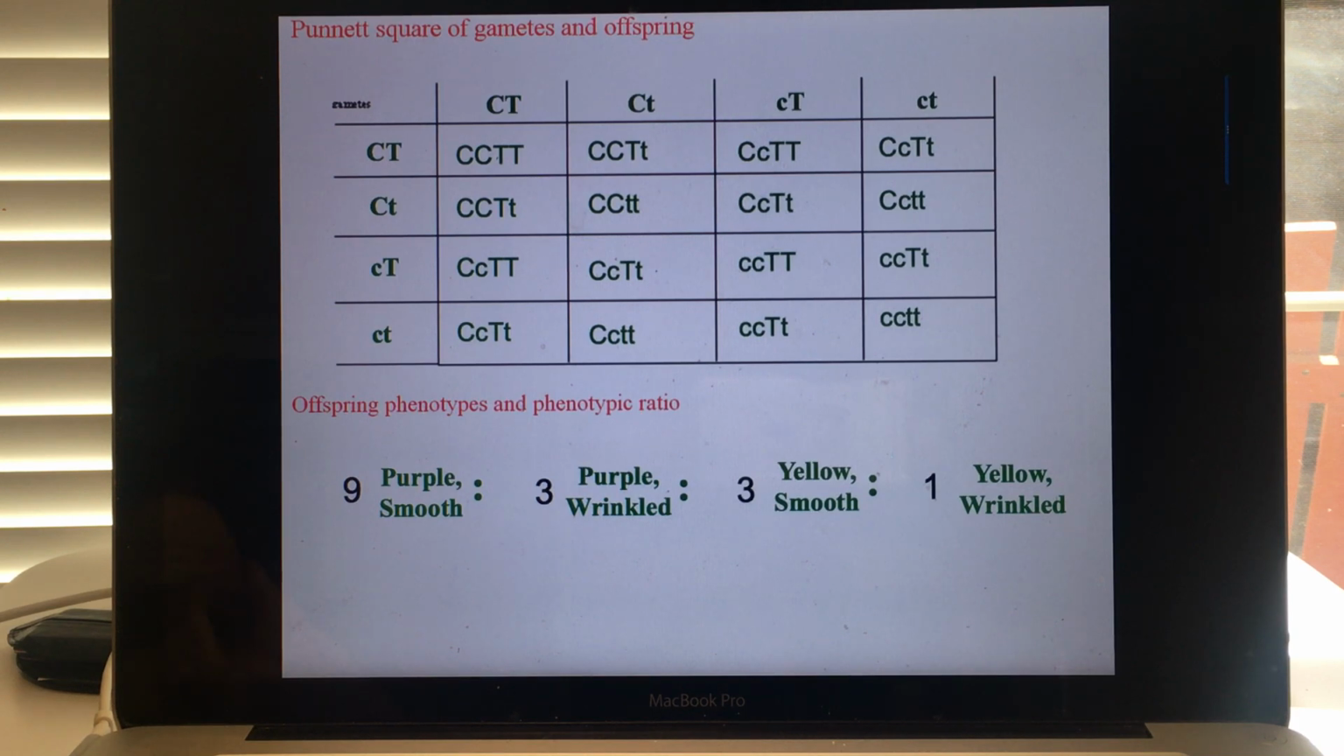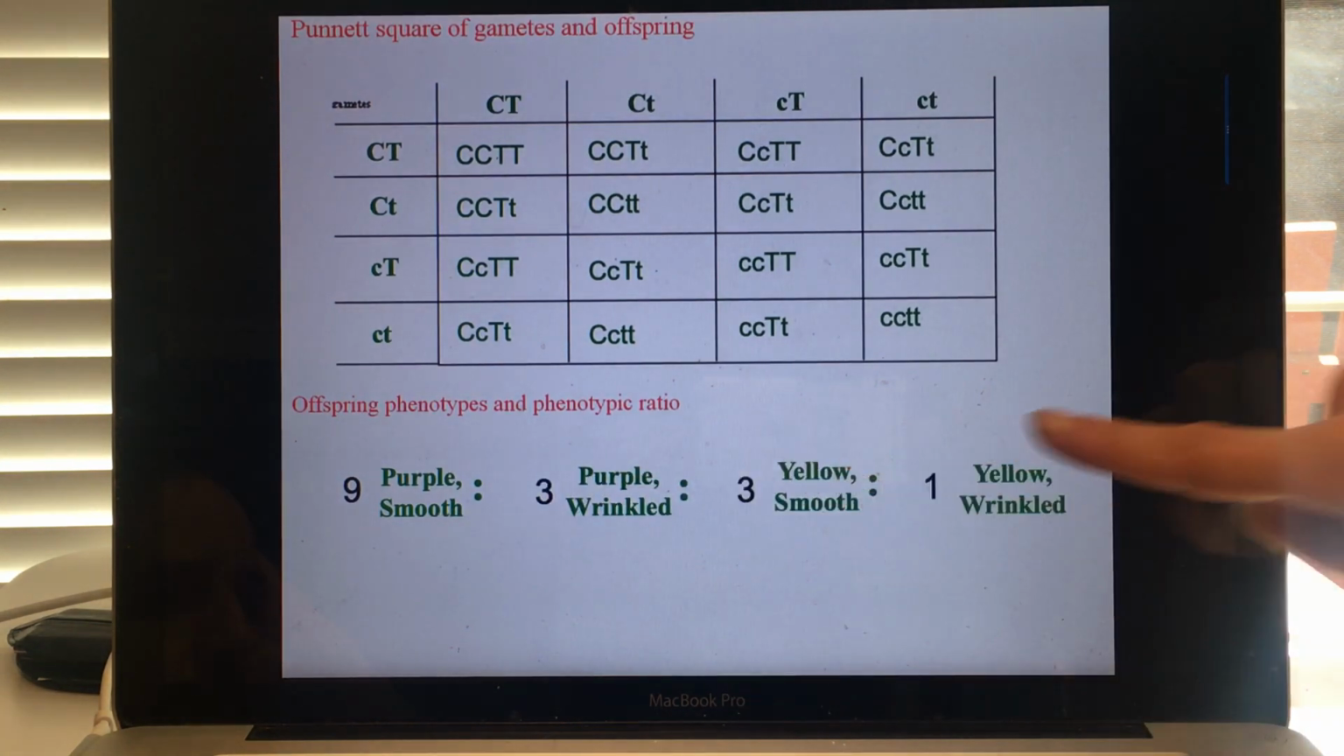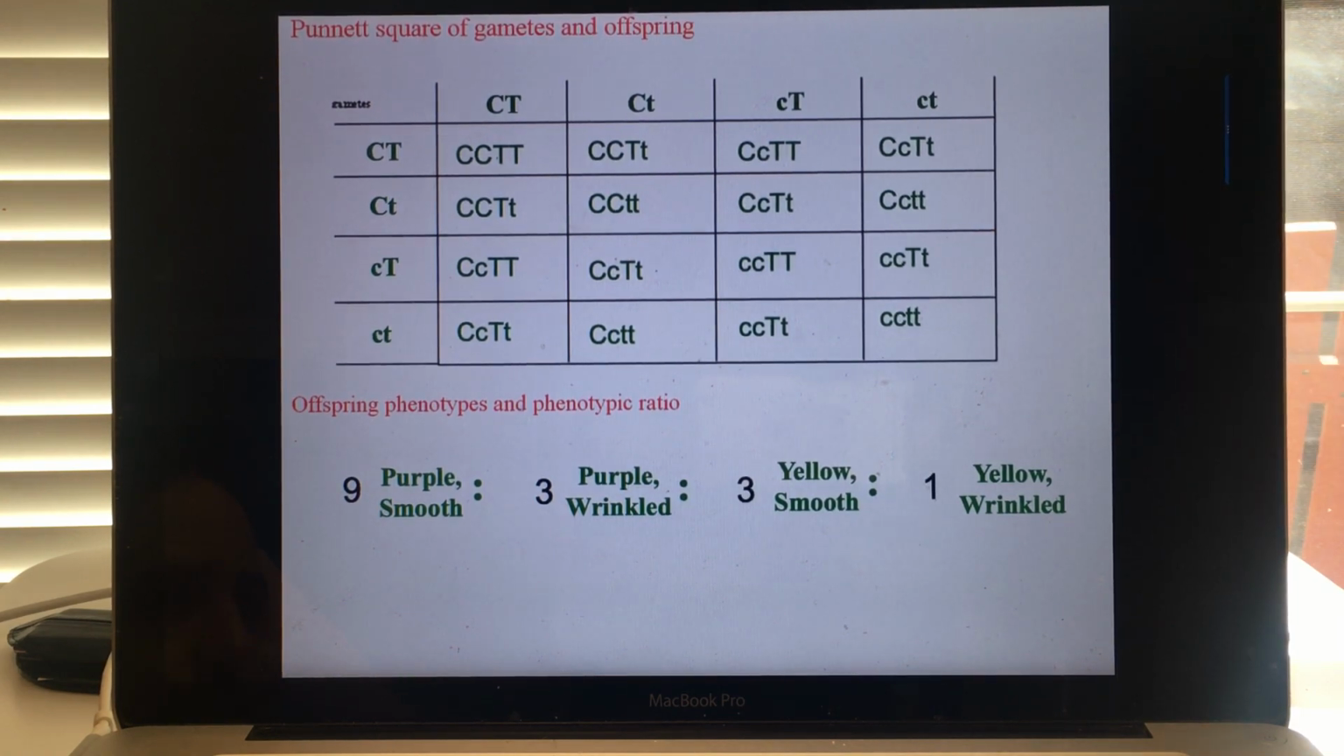But if you were taking a quiz, you need to show your work. If you're doing a unit test, you don't need to show your work because remember, our unit tests are Scantron. So you could save a lot of time if you know this 9 to 3 to 3 to 1 ratio on the unit test. But remember, on a quiz, you would have to show that 16 square Punnett square.